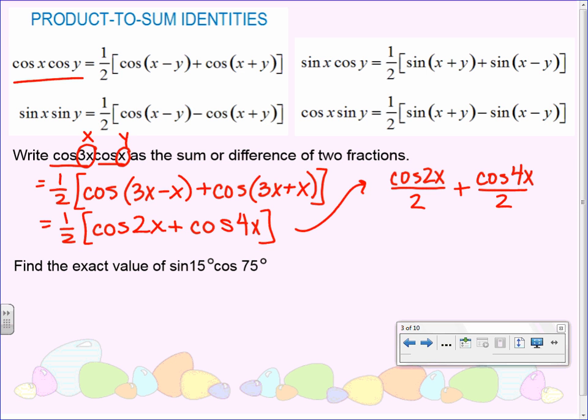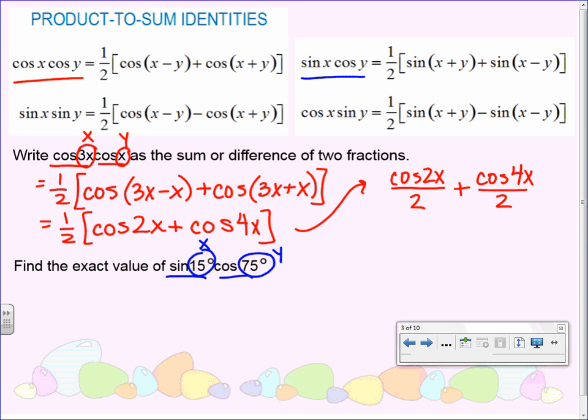Okay, let's do one with numbers. Sine of 15 degrees, cosine of 75 degrees. In your homework, you'll see these both in degrees and radians. If you see a radian problem and you don't like it, you can always turn it into a degree first. Here I have a sine times a cosine, which means I'm going to use this identity, sine first, cosine second. My first angle, 15 degrees, I'm going to put in everywhere I see an x. My second angle, 75 degrees, I'm going to put in everywhere I see a y.